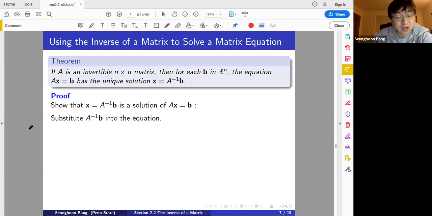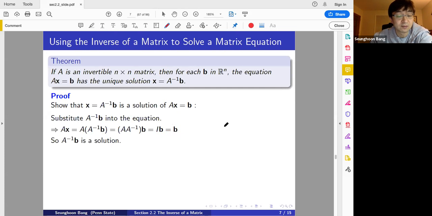How can you do that? You substitute A inverse times B into here. You plug it in, so we have A times the inverse of A times B. What's A times the inverse of A? Exactly In, the identity matrix. The matrix In times B is just the vector B. That's it. This is a solution of Ax equals B.